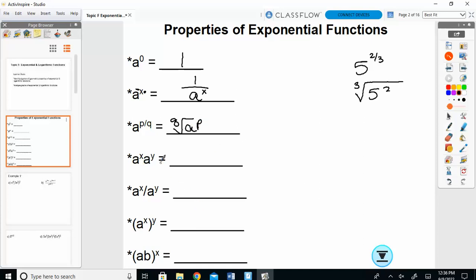All right. If you're multiplying and you have the base written each time, what do you do with your exponents? Add. When you're dividing, what do you do? Subtract. Power to a power, what do we do? Multiply.